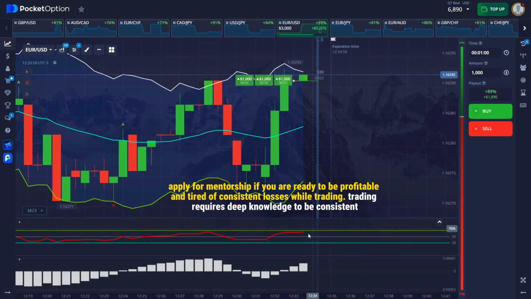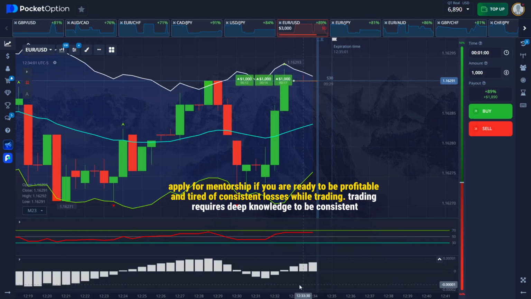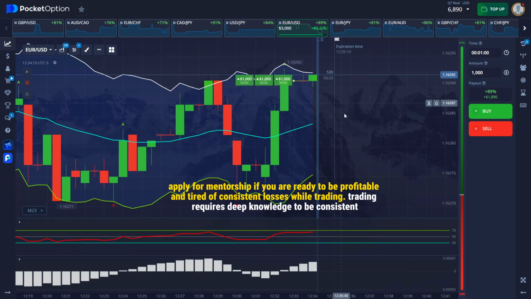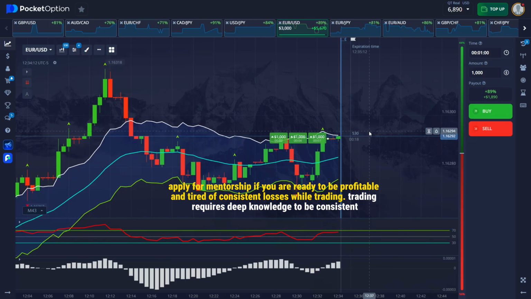Anyway, we crossed the 50 level of the RSI. What's going on here? Okay, so we have a price doji, and then we have a gravestone doji. So the price will continue. This is a sign of continuation right there.